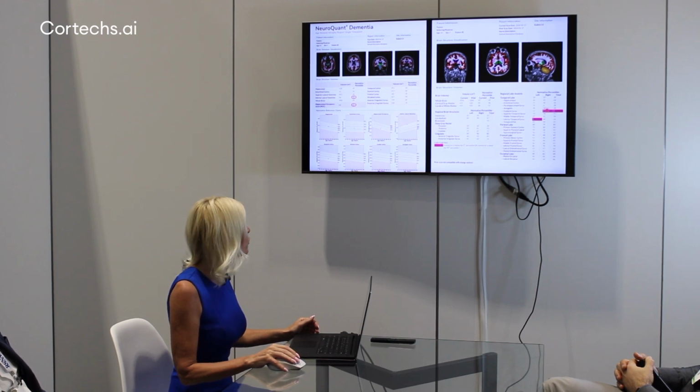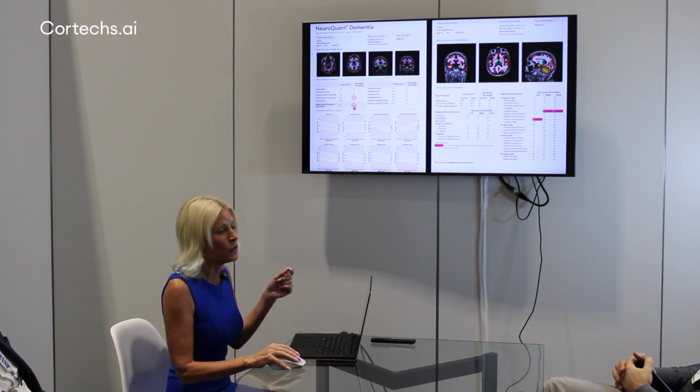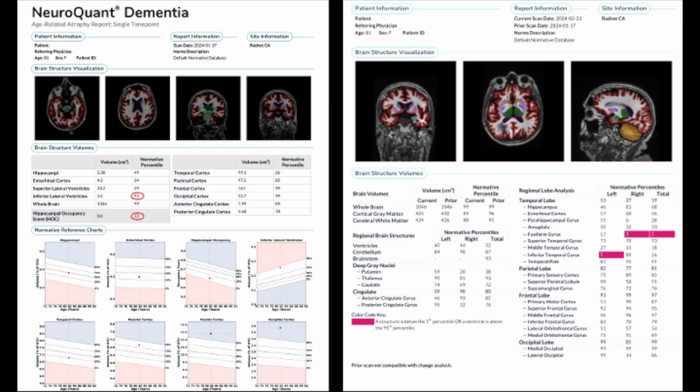When you're looking for clusters of red boxes, anything in red here is more than 2 standard deviations from the mean. Same here, if you're in the pink zone, you're more than 2 standard deviations from the mean. And these numbers will also turn red if you're more than 2 standard deviations. So what you see here is a patient that we know already has Alzheimer's disease, but relatively well-preserved brain volumes.